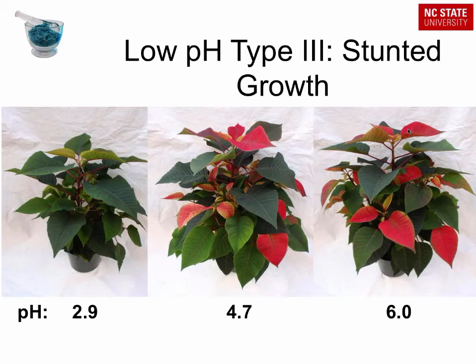Interestingly, when we did the test of the tissue, we did not find elevated levels of iron and manganese. They were within the normal range. So tissue testing will not always help. You're going to have to rely upon a pH test of the substrate to figure out what's going on.